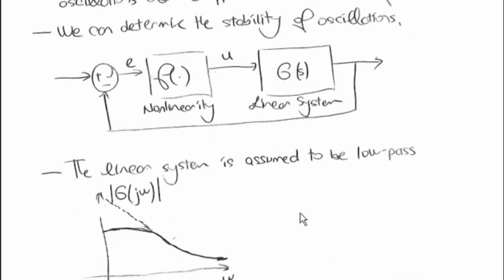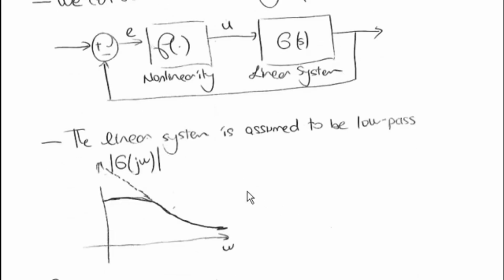So we have some assumptions. For example, the linear system is assumed to be low pass here. So when I look at the frequency response of the system, the high frequencies should be attenuated more than the low frequencies. Here the frequency response can be flat around zero frequency, or it might go to infinity around zero frequency, depending on the pole positions of this linear system.